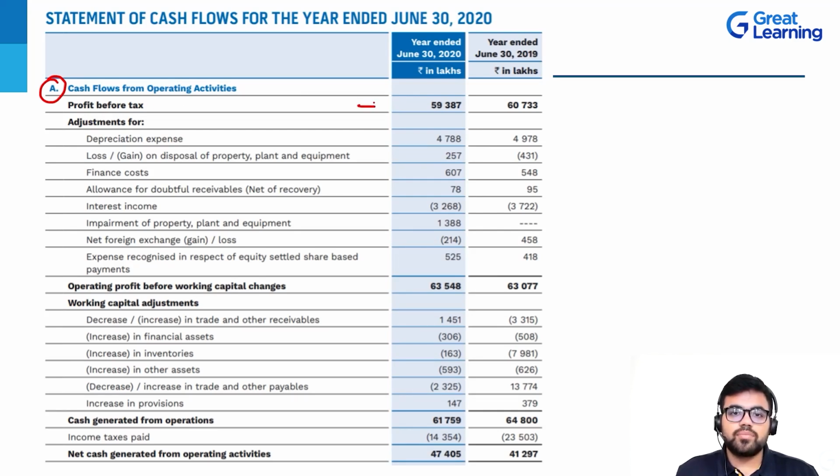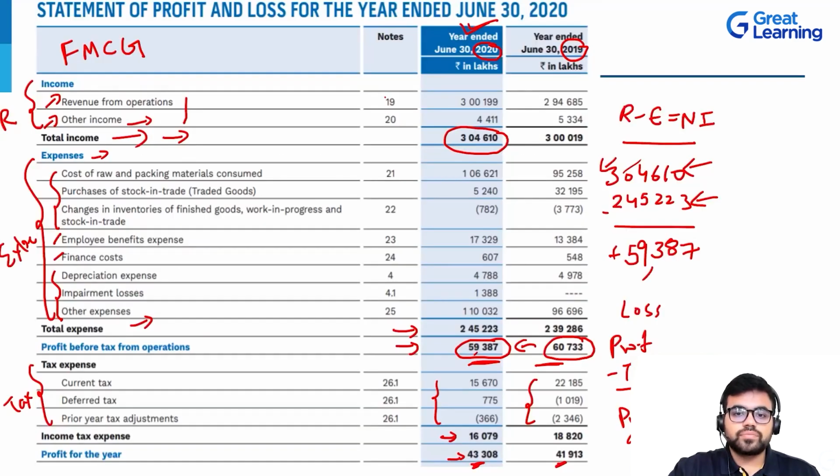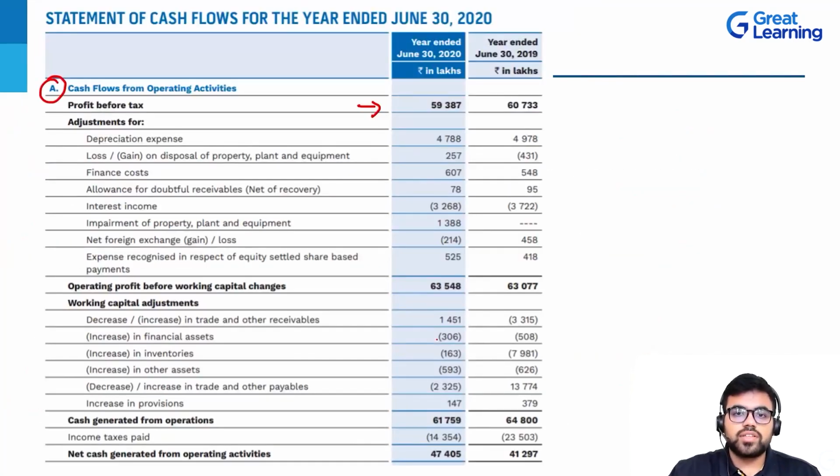So it is the same value. Let's check. In the income statement, we had this profit before tax on operations that was 59,387. Here we see that it is the same amount in the cash flow statement, carried forward from the income statement, 59,387. Now there are certain adjustments that are made.